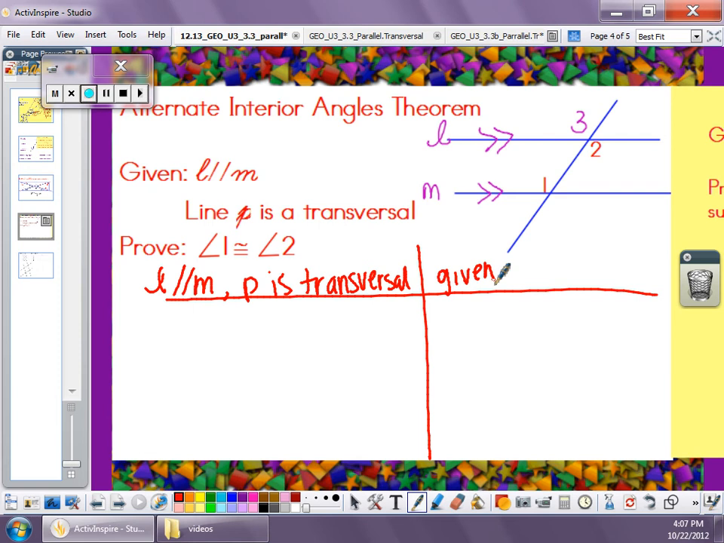Okay? The next thing I'm going to say is, when I'm talking about parallel lines, I always go back to the idea of corresponding angles. That's the only one that I can just accept. So what I would say is that angle 1 is congruent to angle 3, and that is because they are corresponding angles.